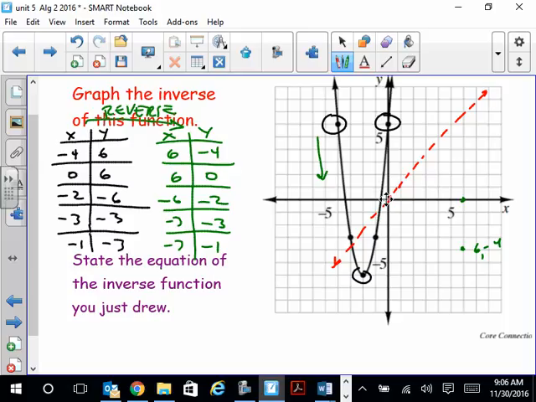Take a look at it and see if you're okay with it. So again, what are the steps? Line of symmetry, original table, the second table that you reverse, and then you try to connect those dots.